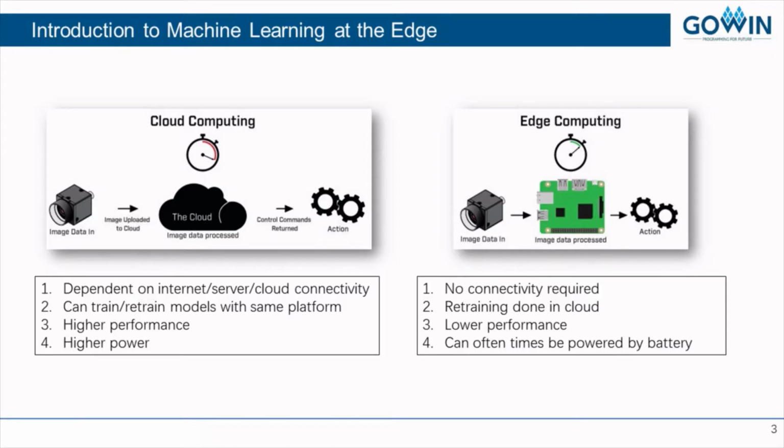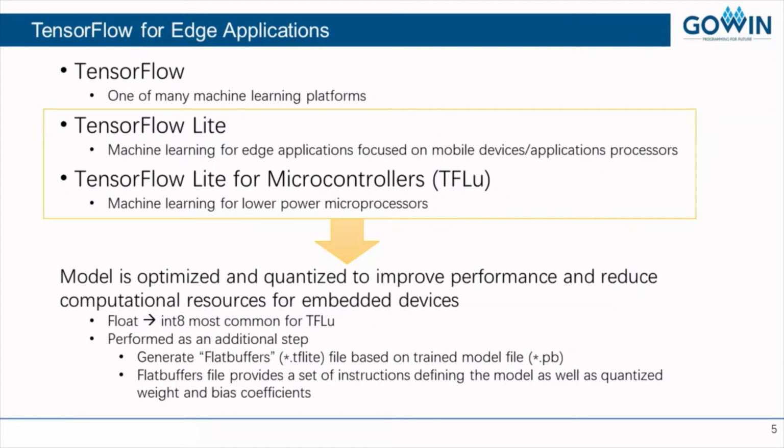Okay, and then on the edge computing side, no connectivity is required to do the machine learning activity. So that's very nice. Retraining is typically still done through a server in the cloud, and typically edge computing is lower performance, but is also much lower power. So it can be even powered by a battery, which can be really nice for remote applications.